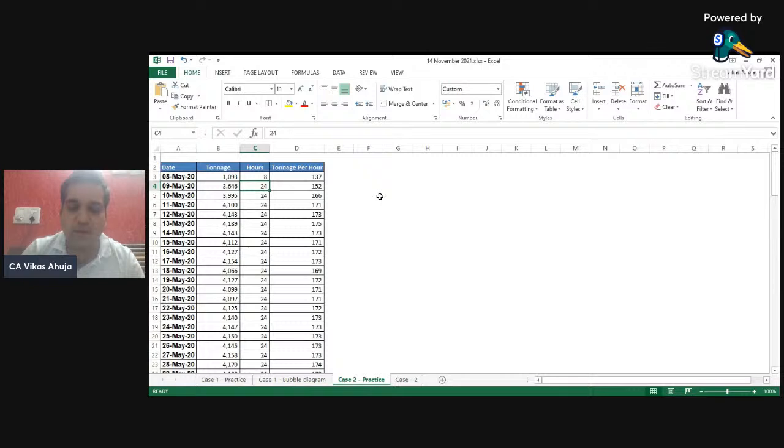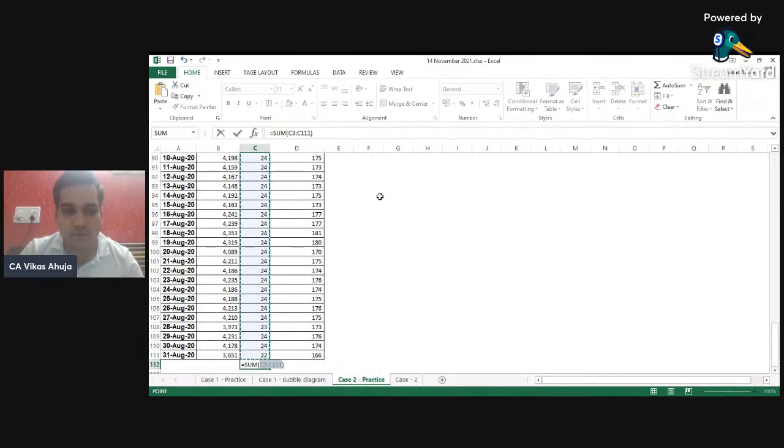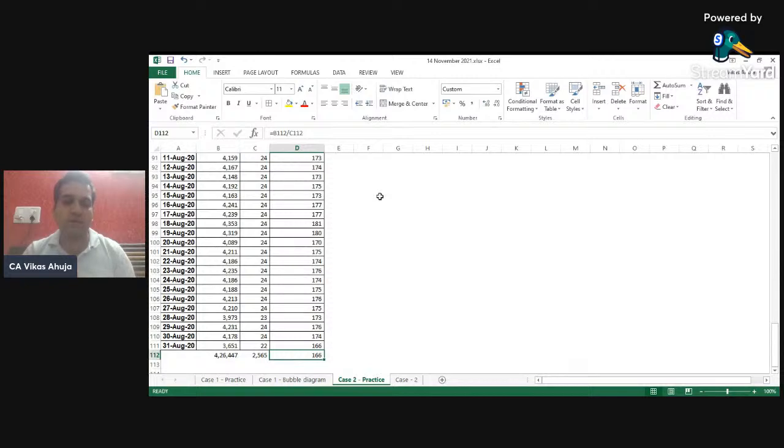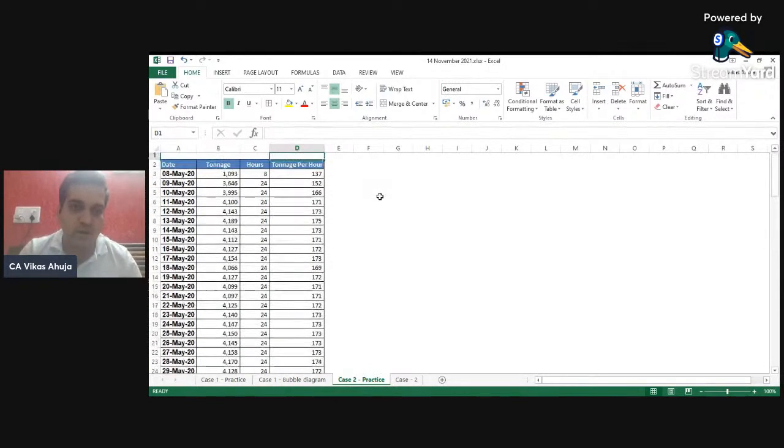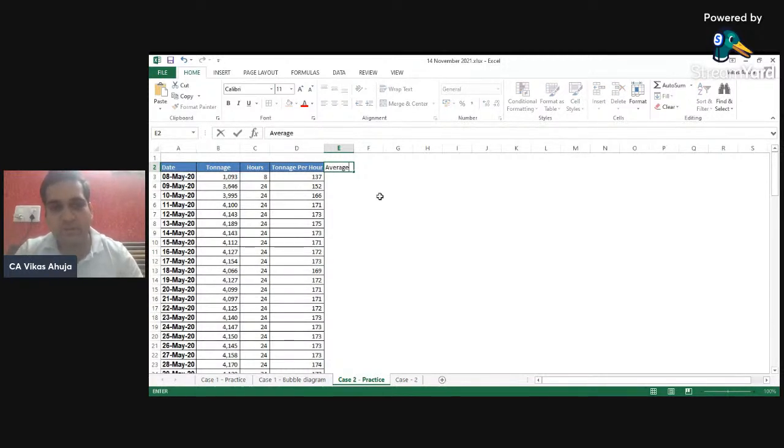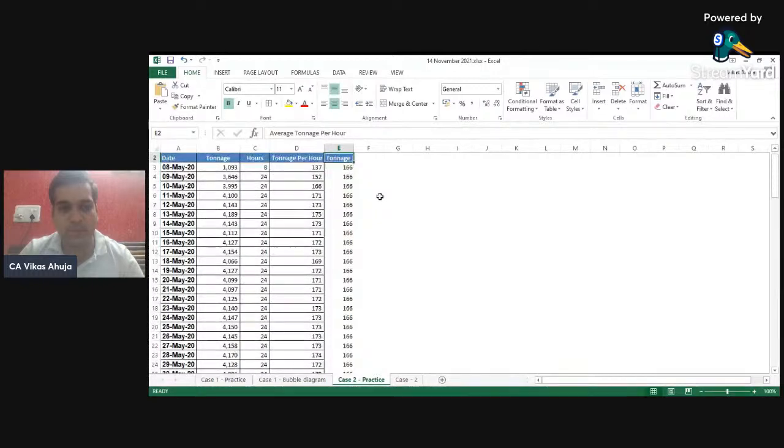Now I just want to make meaning out of this data. This is just the data dump as of now. If we do the total, the number of hours it worked is around 2565. Total comes to 426,000 tons. And if I see the total TPH, the average TPH is 166. What is the average tonnage per hour? We just saw it, 166. I'll just mention 166 here.